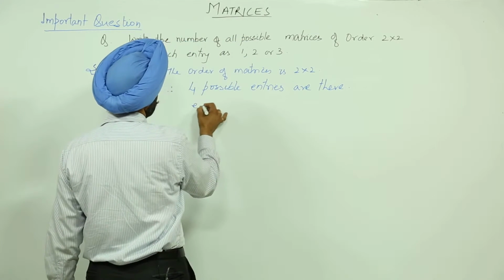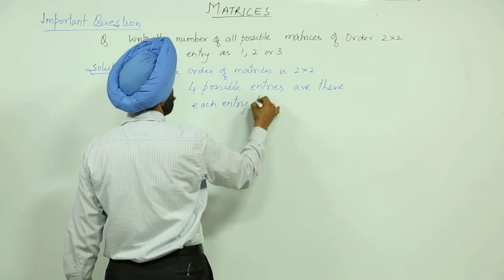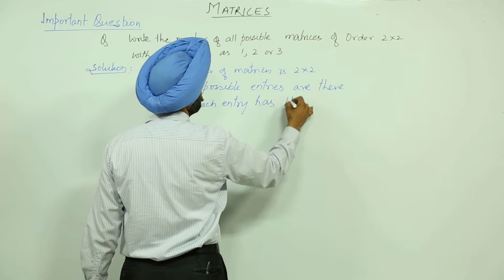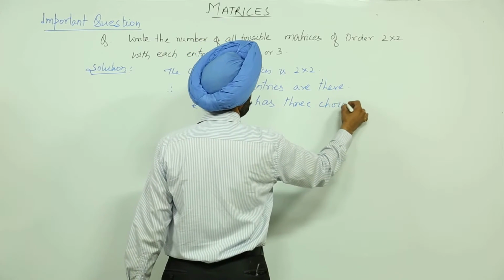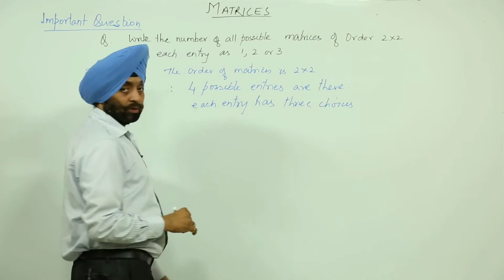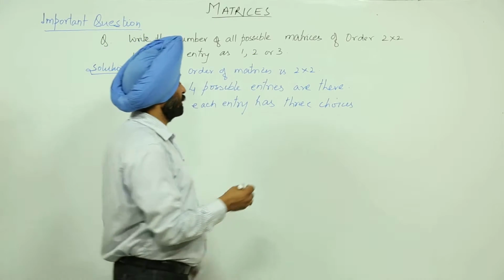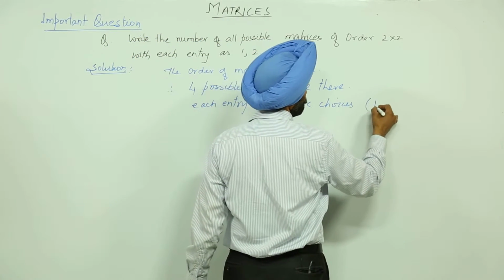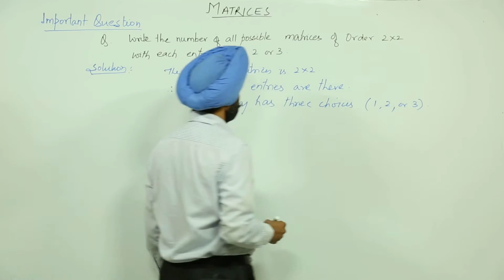Now, each entry has 3 choices. Each entry has 3 choices as we are given with 3 numbers 1, 2 or 3. So, what are the 3 choices? It can be 1, it can be 2 or it can be 3.